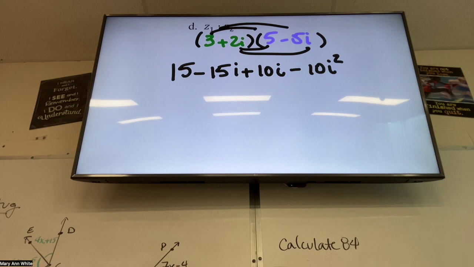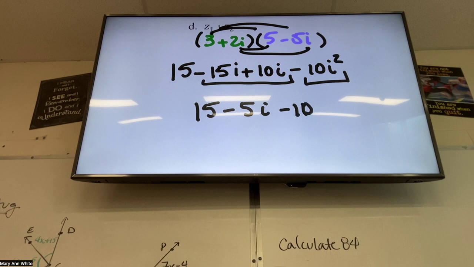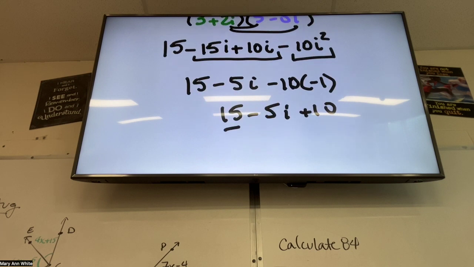But we know i squared is the same thing as -1. So as I go to simplify this, I can combine my i, so I get 15 minus 5i. And then this -10i squared becomes -10 times -1, or +10, right? I'm going to write a lot of steps on this one. I'm not going to write this many steps on anything else. And then I can end up combining those two to be 25 minus 5i.